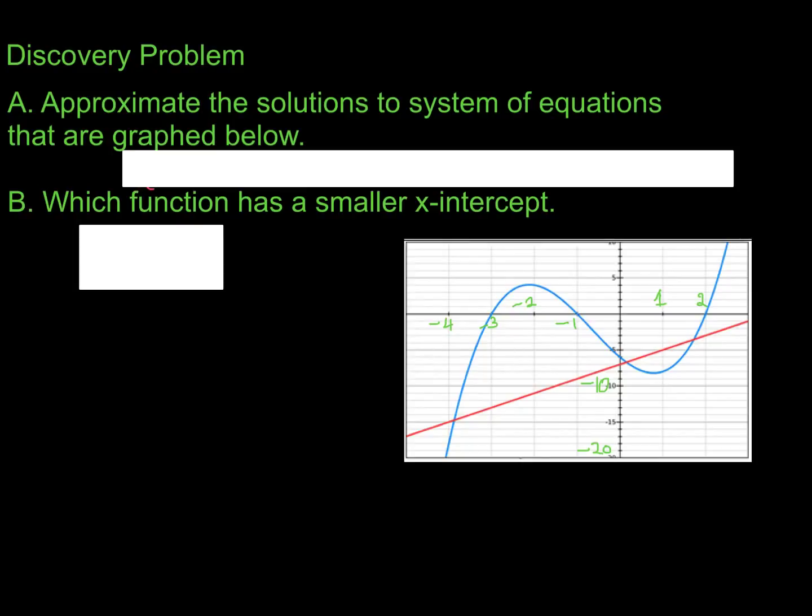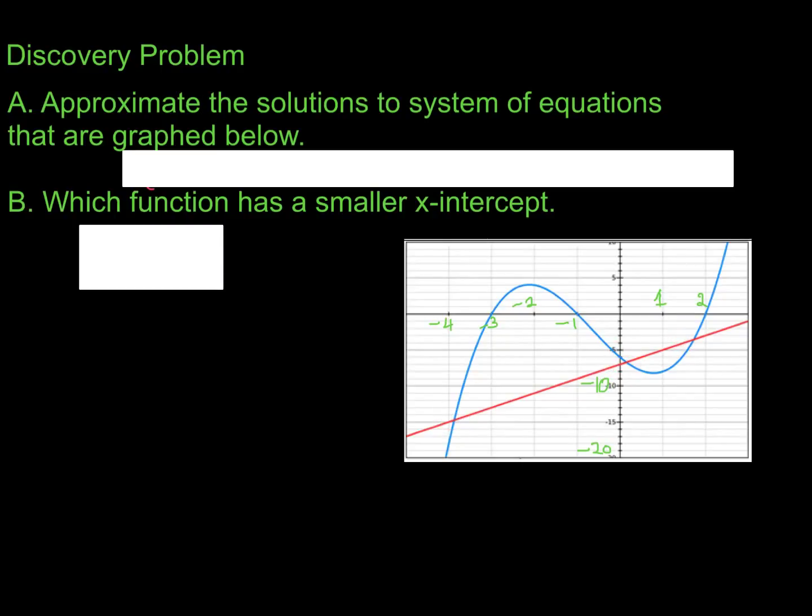Alright, so we want to approximate the solutions to a system of equations that are graphed below. And as you recall, the solutions to a system of two equations are the places where each function has the same input and the same output. In other words, that's where they're going to be at the exact same point, meaning they're going to intersect.